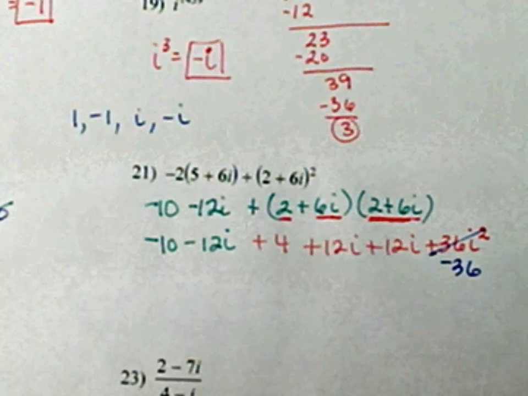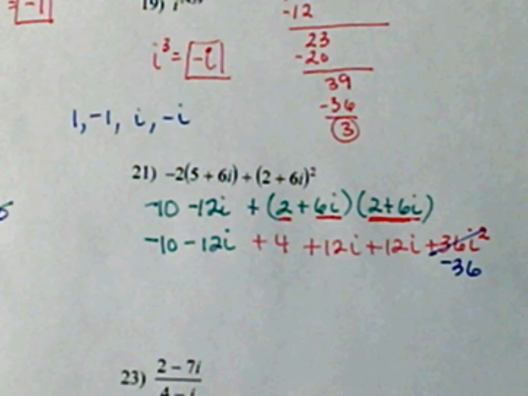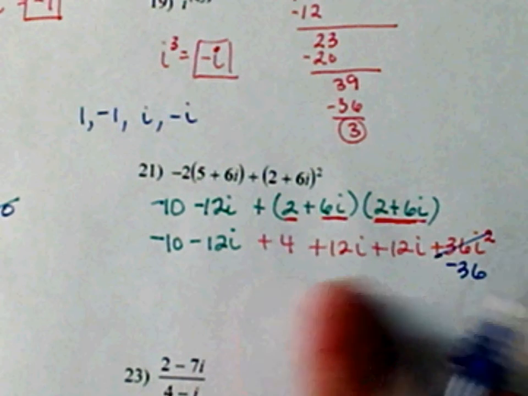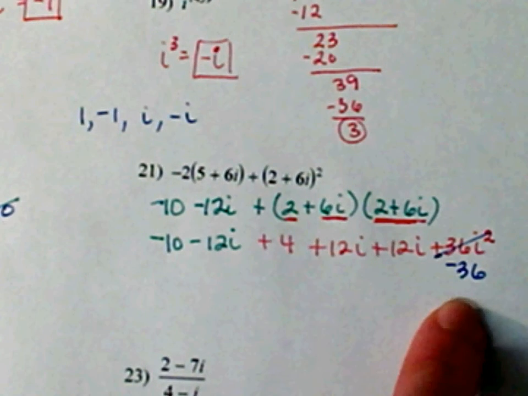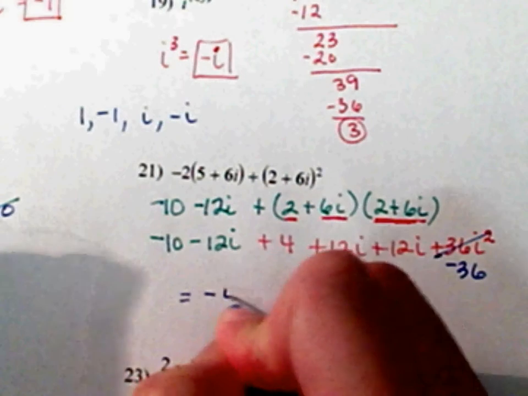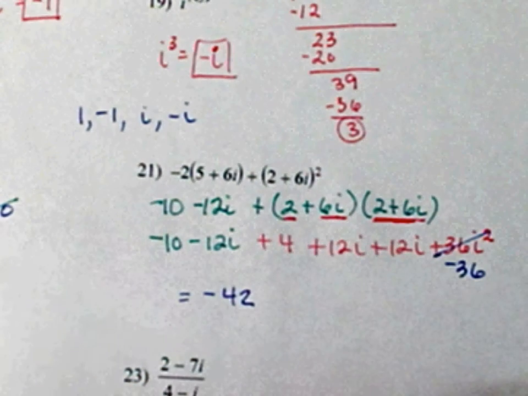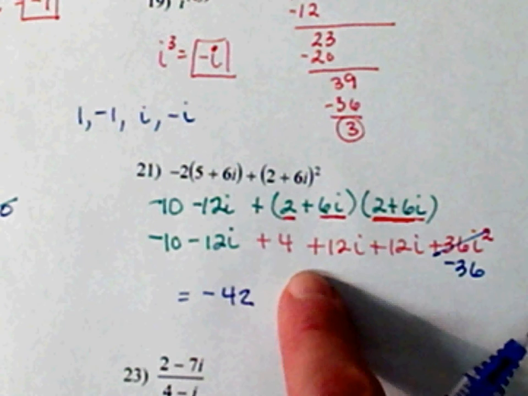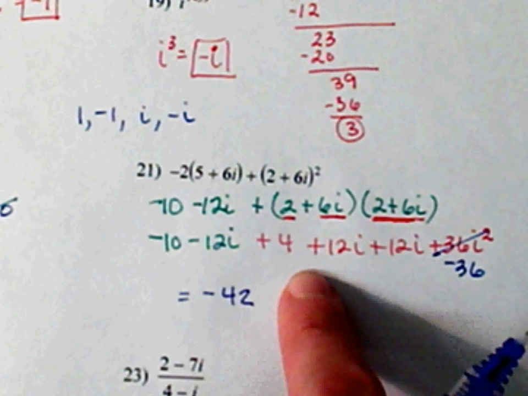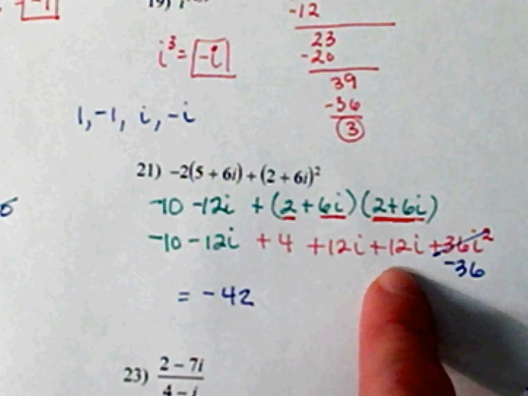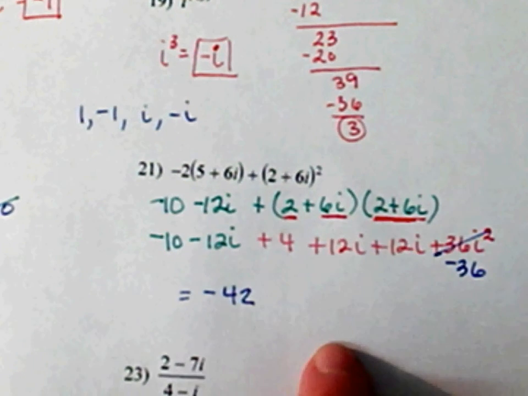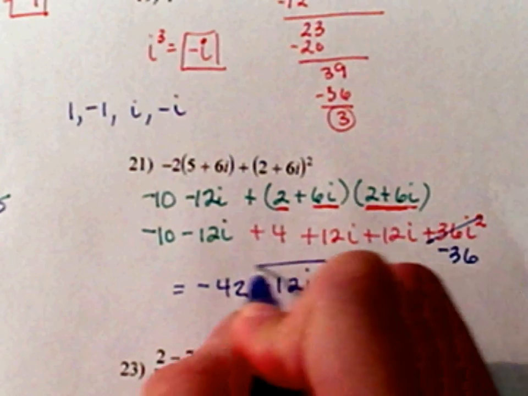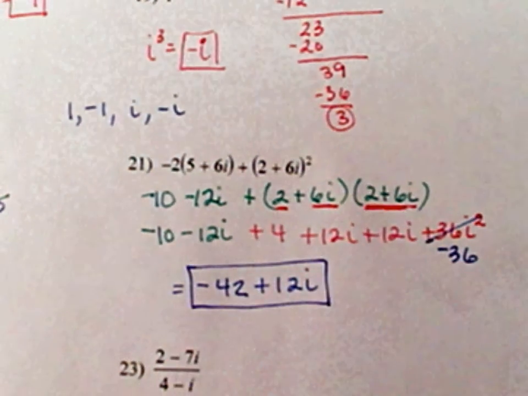Combine all your like terms. So you have negative 10 plus 4 minus 36. Comes out to be negative 42. Try to write your real numbers first. Then you have negative 12i plus 12i, which is 0, plus 12i. And that comes out to be positive 12i. And that's in the form of a plus bi.